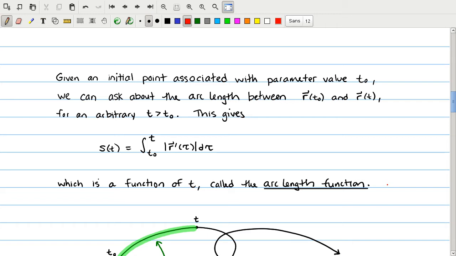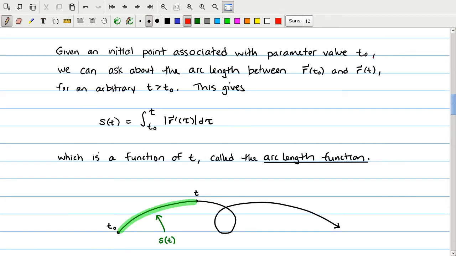So given an initial parameter value, let's now change it to t0 instead of t initial. Given an initial parameter value t0, suppose we want to know the length of the curve between the parameter value t0, r of t0, and r at any other value of the parameter t. Not just t0 and some t final, but any time in between.